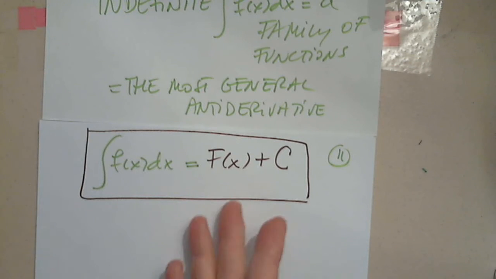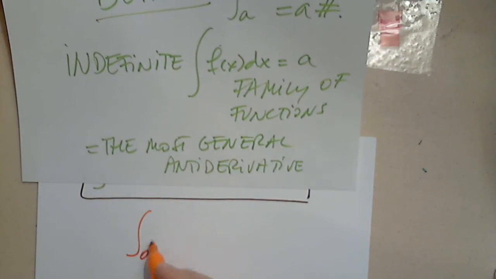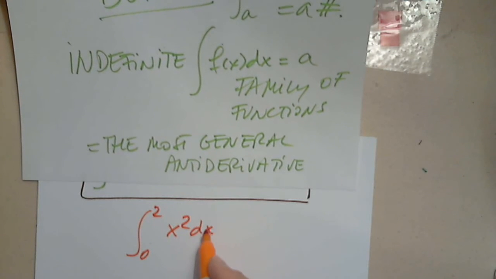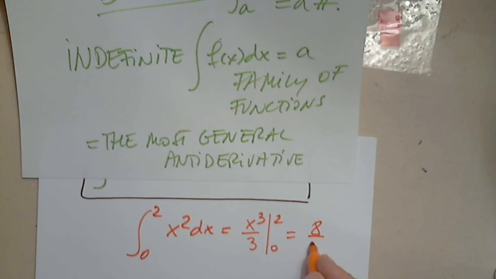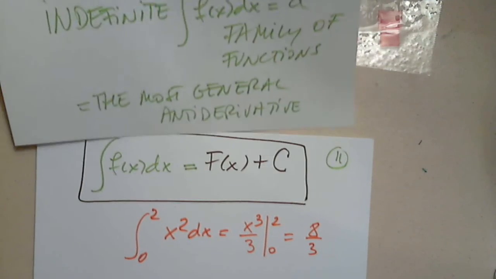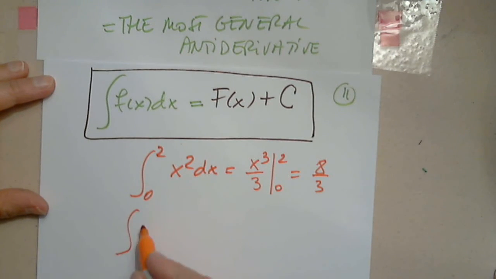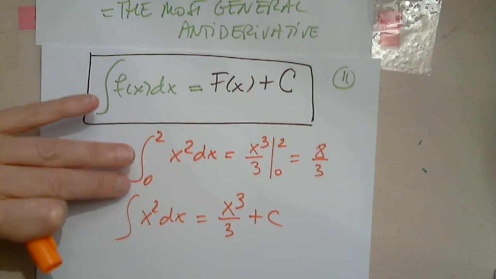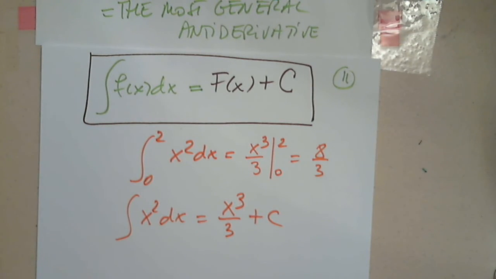I claim that this I can check. But the integral from 0 to 2 of x squared dx, which is x to the third over 3 from 0 to 2, which is 8 over 3, I can never check. I can only hope that this is the correct number. But if I want the integral of x squared dx, it's x to the third over 3 plus a constant c, for the same function, no limits of integration, definite, indefinite. I claim that this I can check. How come? And how do I check?